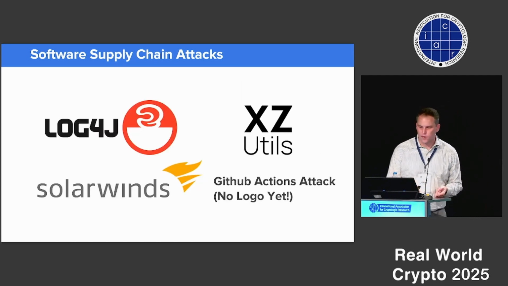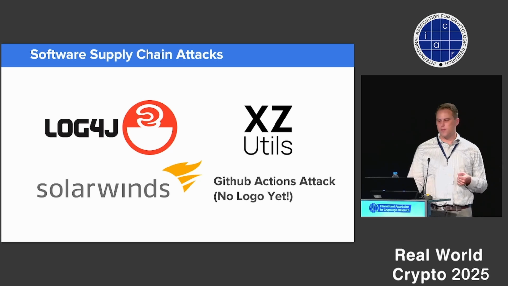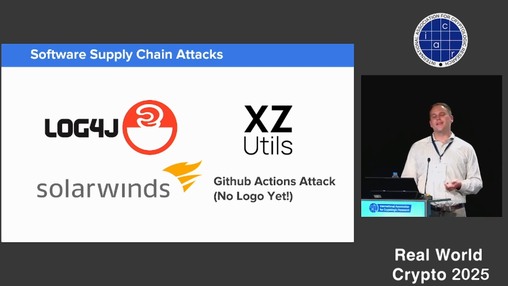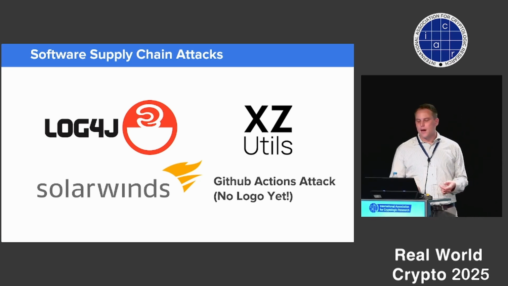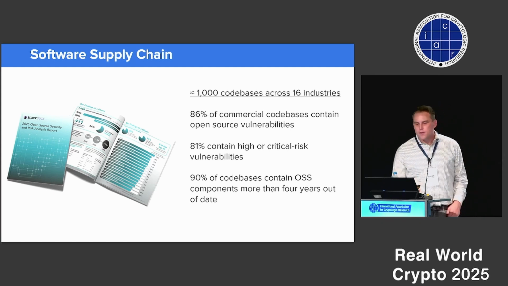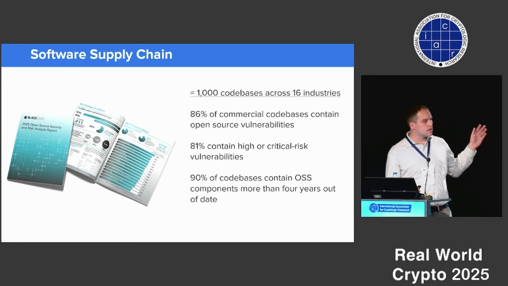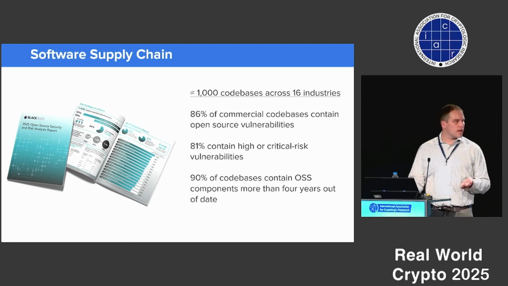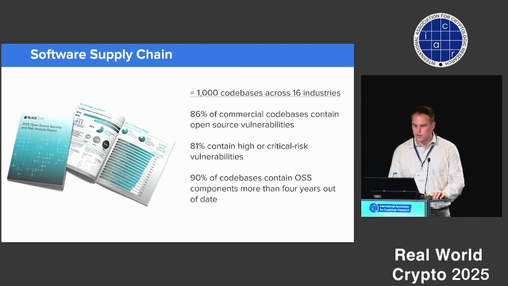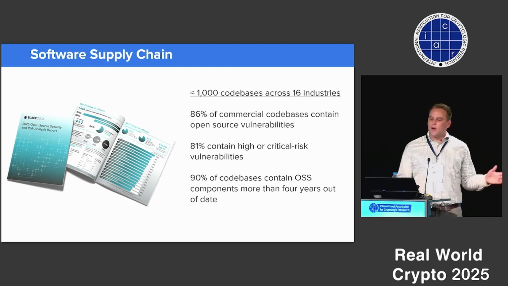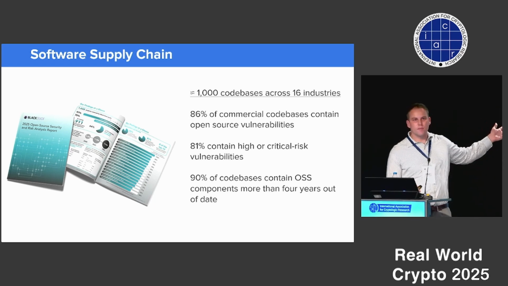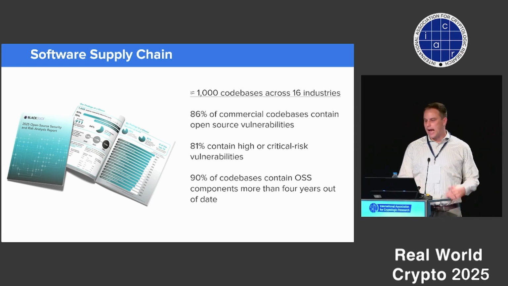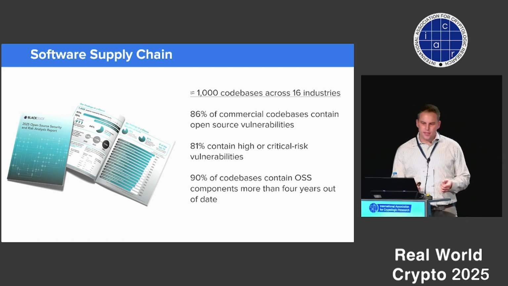Obviously there are a bunch of software supply chain attacks that you all are probably familiar with. And you might think that, hey, this isn't so common. That's not true, actually. In the latest Black Duck open source security and risk report, which went over something like 1,000 code bases across a bunch of industries, the vast majority of these commercial code bases had vulnerabilities. Many of them were high risk, out-of-date components. So it's pretty much a disaster out there.